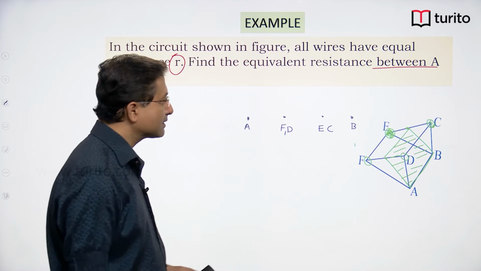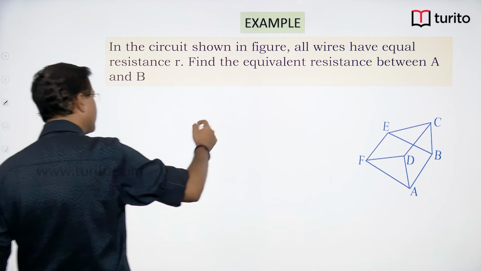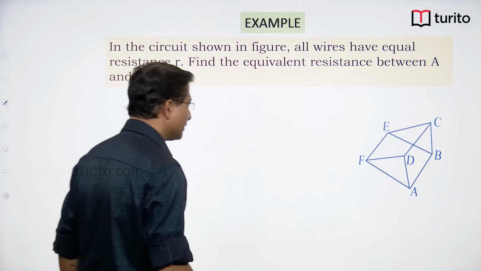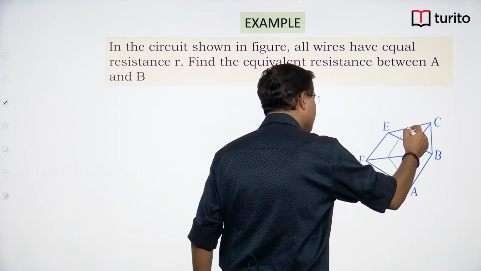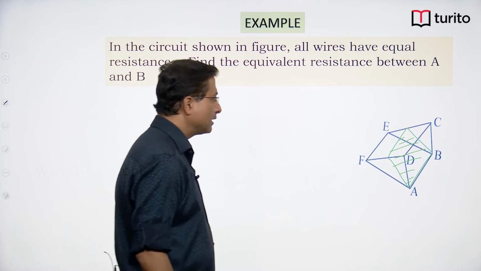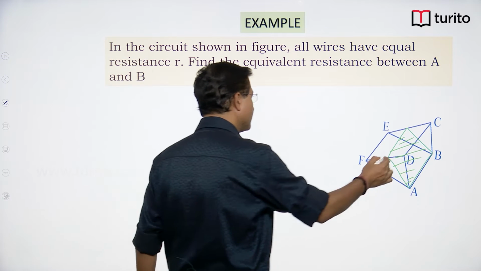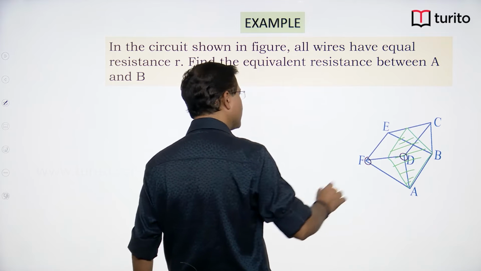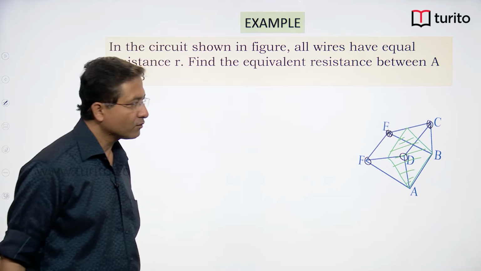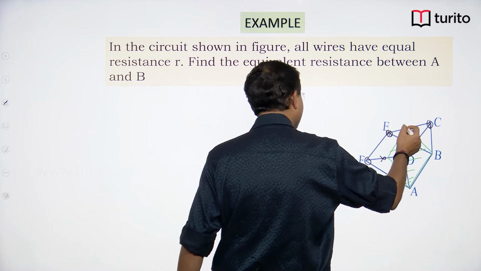If you look at the circuit, directly you can tell the answer. So instead of drawing points and all, I can directly tell that D and F, they are at the same potential, and this E and C, they are at the same potential. There is no flow of current through this resistor. There is no flow of current through this resistor. Similarly, there is no flow of current through this resistor.